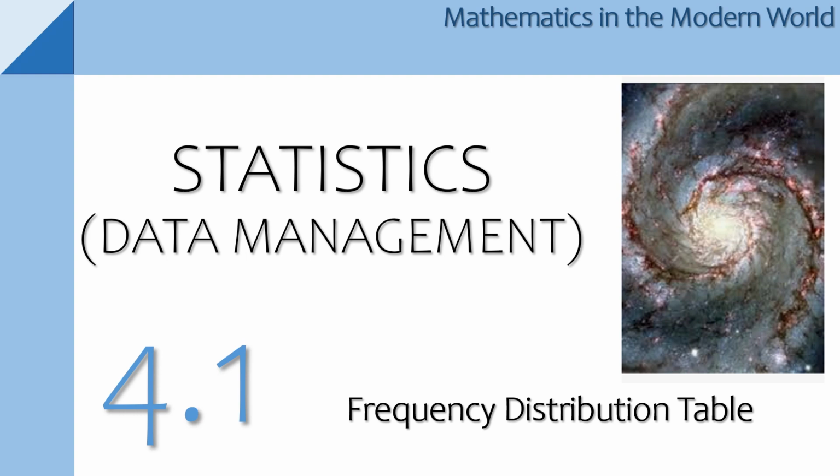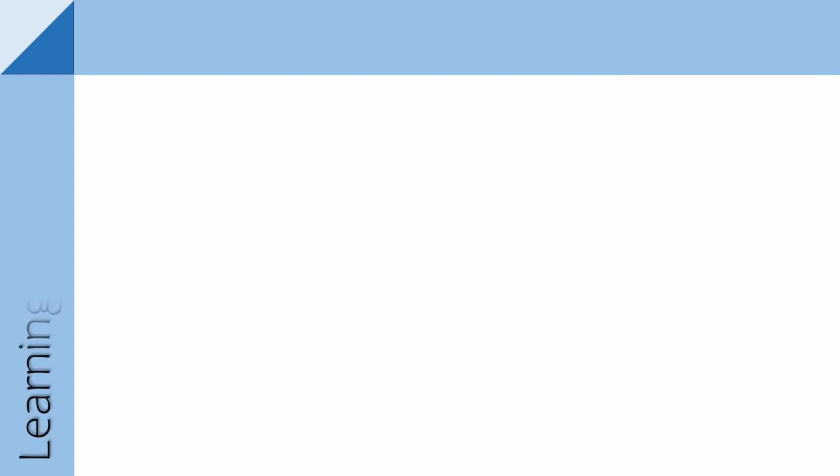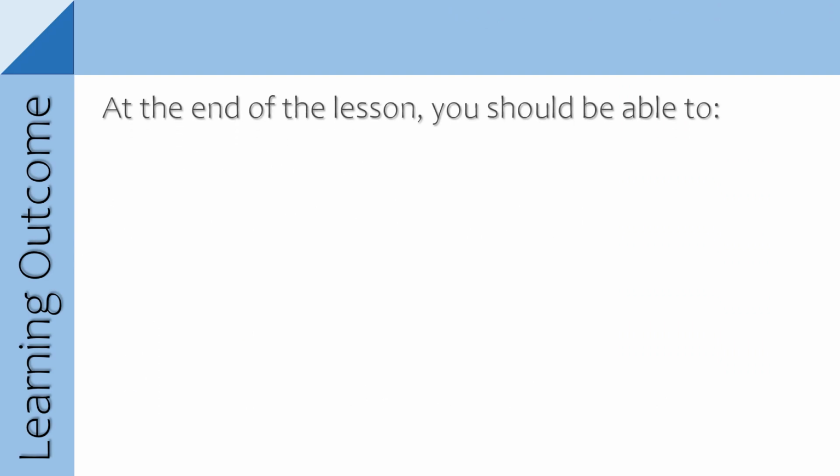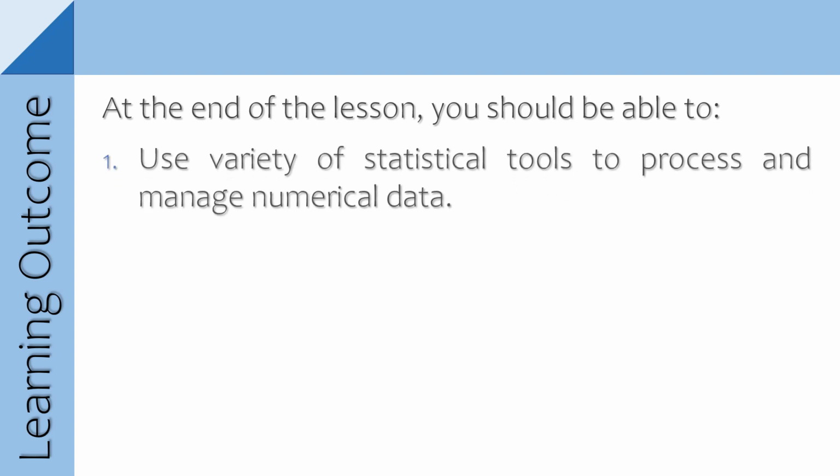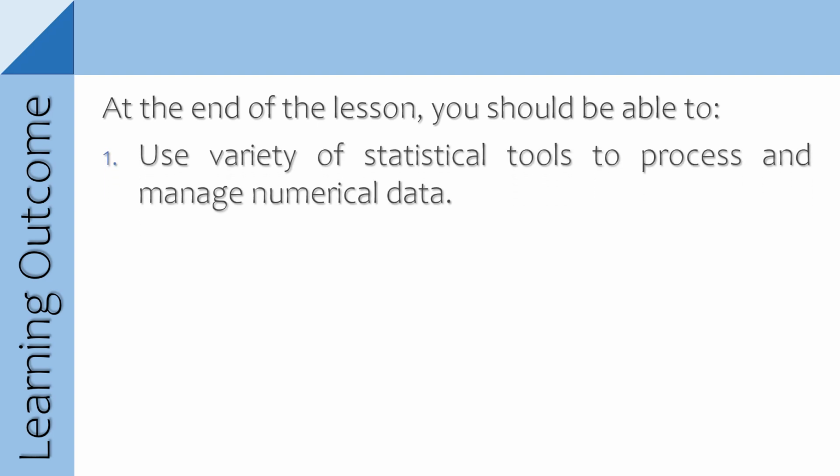So for today's video, I'm going to discuss with you the fourth chapter of Mathematics in the Modern World, which is statistics, and that is data management. For the first lesson, we have the frequency distribution table. Now for the learning outcomes, at the end of the lesson, you should be able to use a variety of statistical tools to process and manage numerical data.